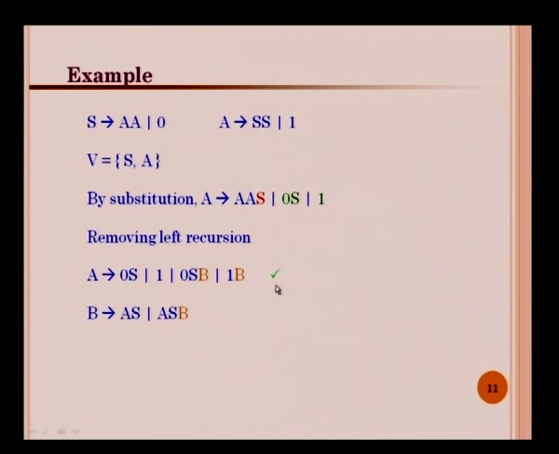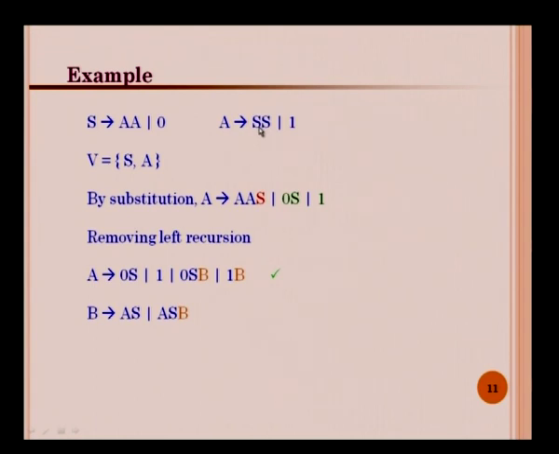So here we have an example. The grammar we have taken is S derives AA or 0 and A derives SS or 1, and from this grammar actually we do not find any kind of left recursion anywhere. We see that S is deriving AA or 0, which is a terminal, no left recursion, and A is deriving SS or 1. So S is a variable other than the variable on the left hand side, so no problem, and 1 is going to be a terminal.